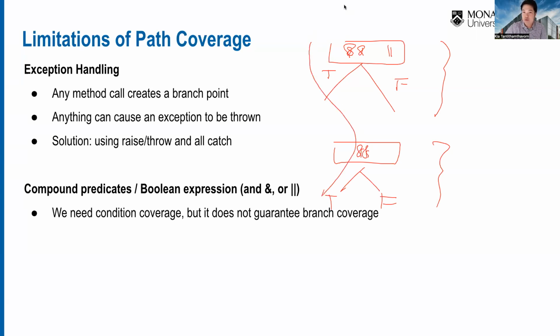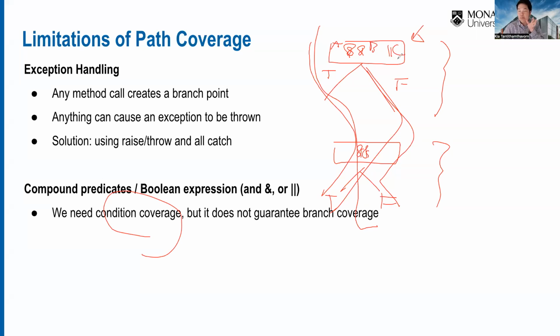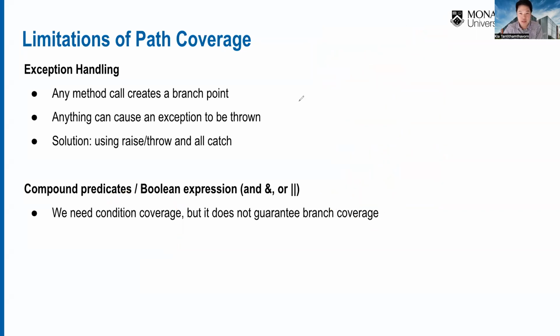So it will be true, false, okay? False, true, false, that one, right? But when we look at the branch coverage or the path coverage, it does not consider all of the conditions here, whether each of the conditions, let's say A, B, C, are tested in both true and false or not. So that's why we still need condition coverage as well. This is a compound predicate or Boolean expression.